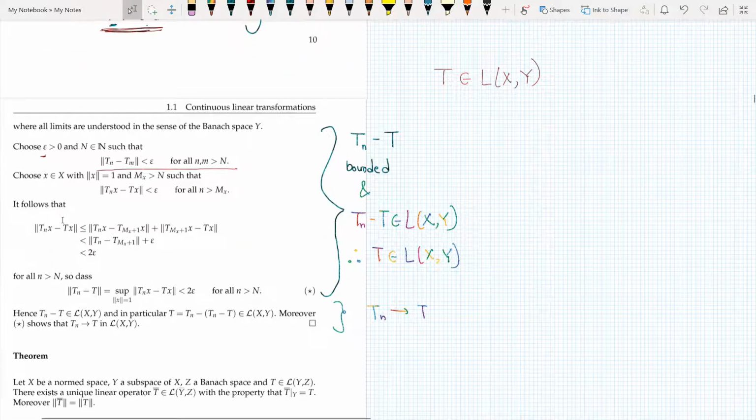And now I can say that I just add and subtract one term. So we've skipped a step here. Let me write that missing step down. So if I have this, then I subtract Tmx plus 1 x, I add t.